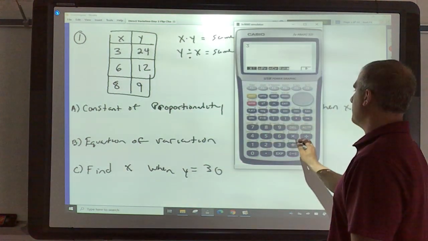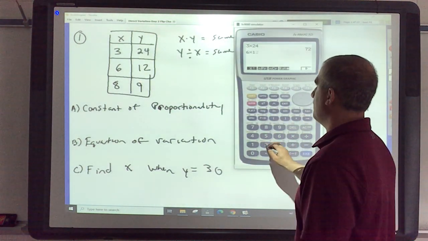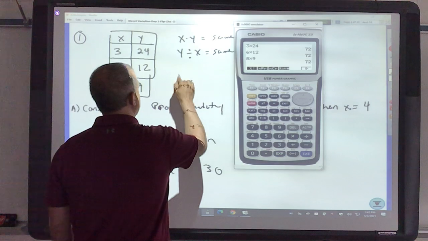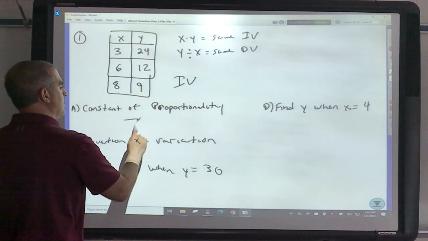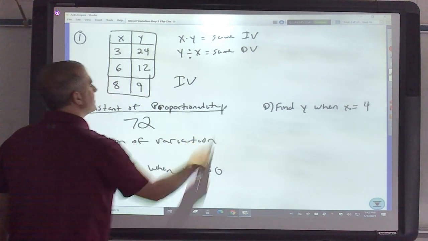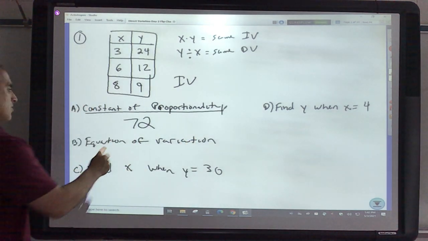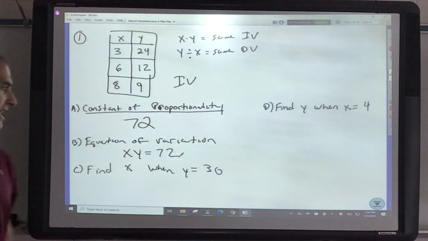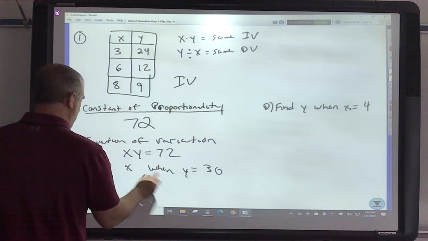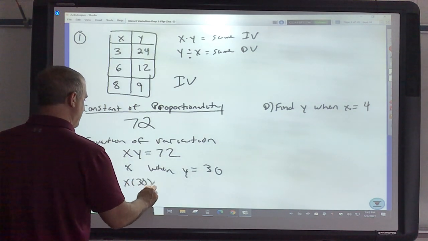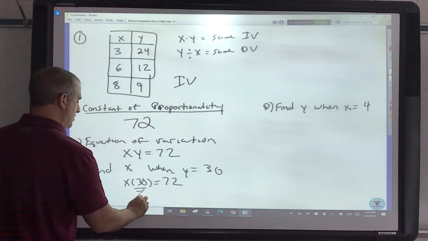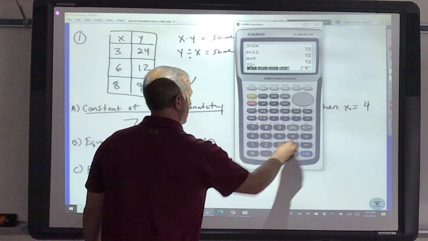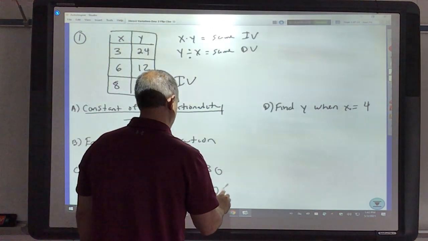So what I would do is 3 times 24, 6 times 12, 8 times 9. They're all 72, so that means this is inverse variation for this case. That number, 72, they call that the constant of proportionality. The equation we talked about would just be xy equals 72. Now it says find x when y is 30. So all you gotta do is put 30 in there and solve for the other variable. What you do there is just divide by 30. So 72 divided by 30 is 2.4, and that's the answer.